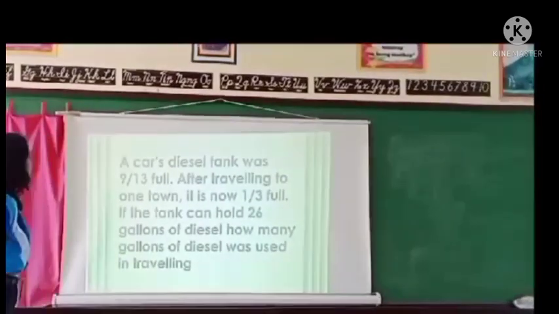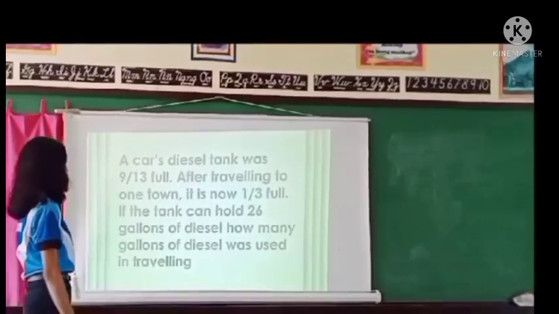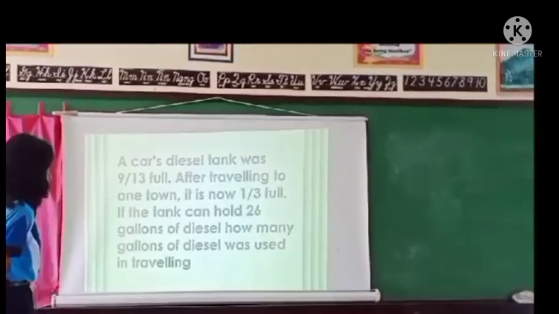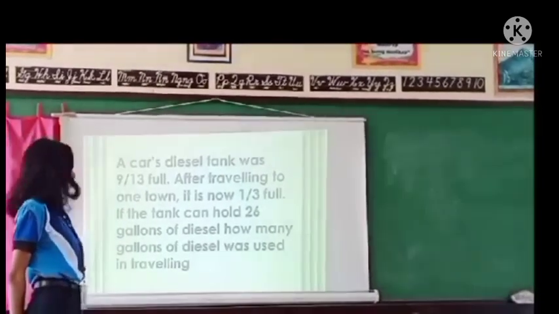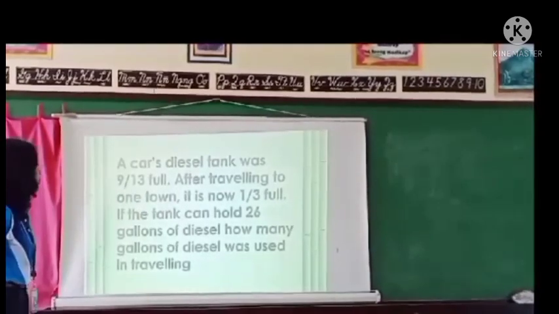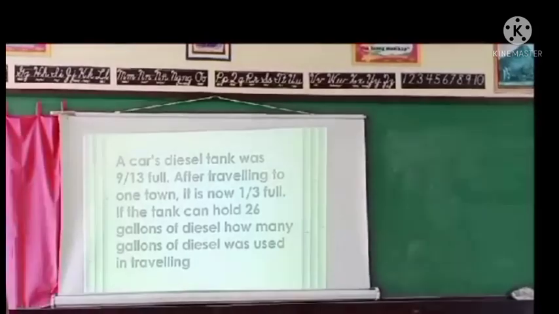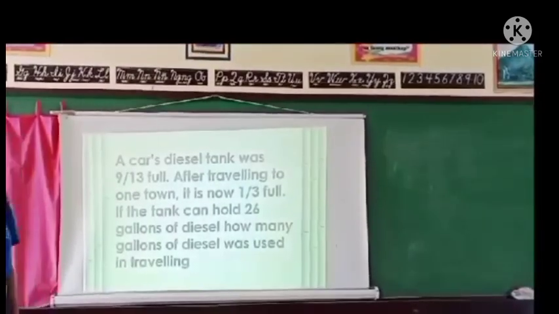Okay, the question is, a car's diesel tank was 9 and 1/3 full. After traveling to one town, it is now 1/3 full. If the tank can hold 26 gallons of diesel, how many gallons of diesel was used in traveling?